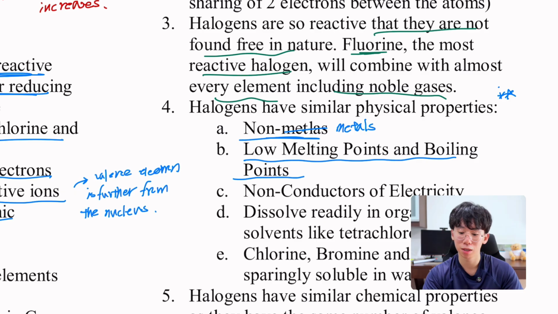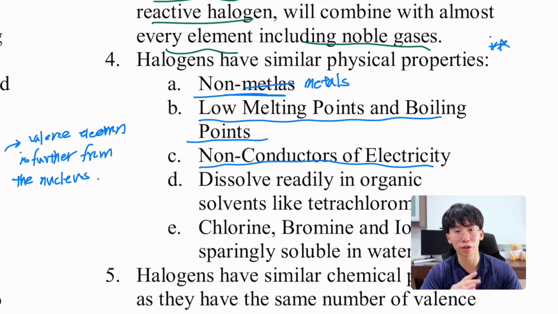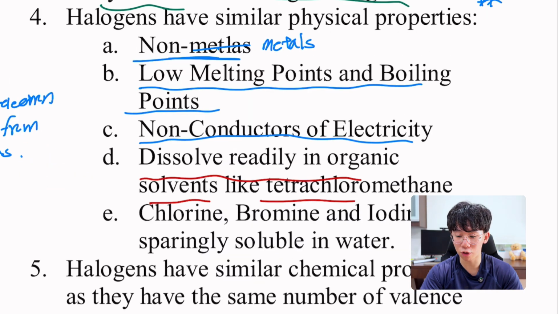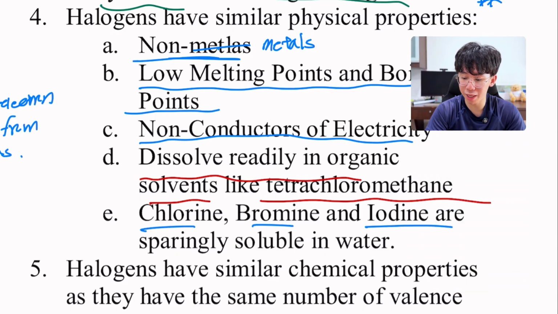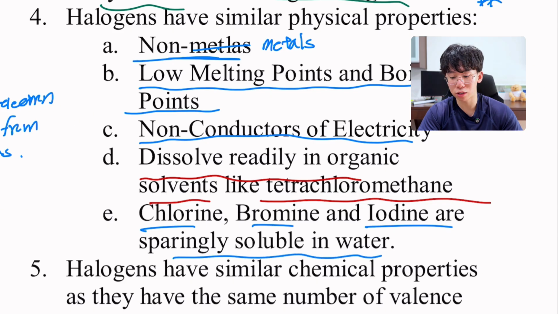Recap your chemical bonding. These are also non-conductors of electricity. Again, not surprising because we know these tend to exist as simple molecular structures, and if you remember from chemical bonding, simple molecular structures tend to be non-conductors of electricity. They also dissolve readily in organic solvents like tetrachloromethane. This is because these halogens tend to be non-polar, so they will easily dissolve in non-polar solvents. They wouldn't very easily dissolve in water, for example. Chlorine, bromine, and iodine are all very sparingly soluble in water.